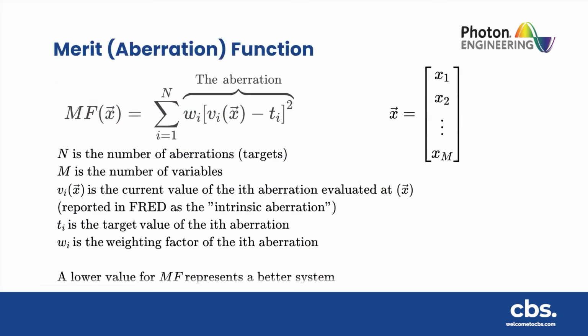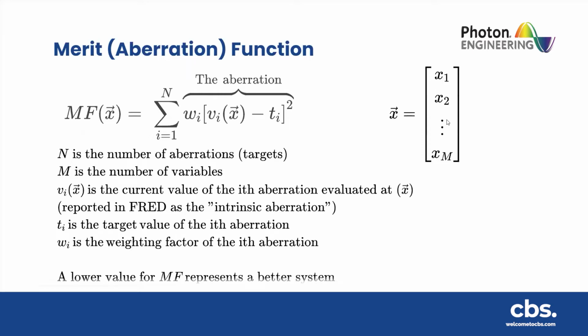The merit function essentially looks something like this. And just to explain what's going on here, this variable vector x here will contain all of the items which we can vary. So that could be a curvature, a z location of an optic, things like this. And we have m variables. So these all describe things that we are free to change.